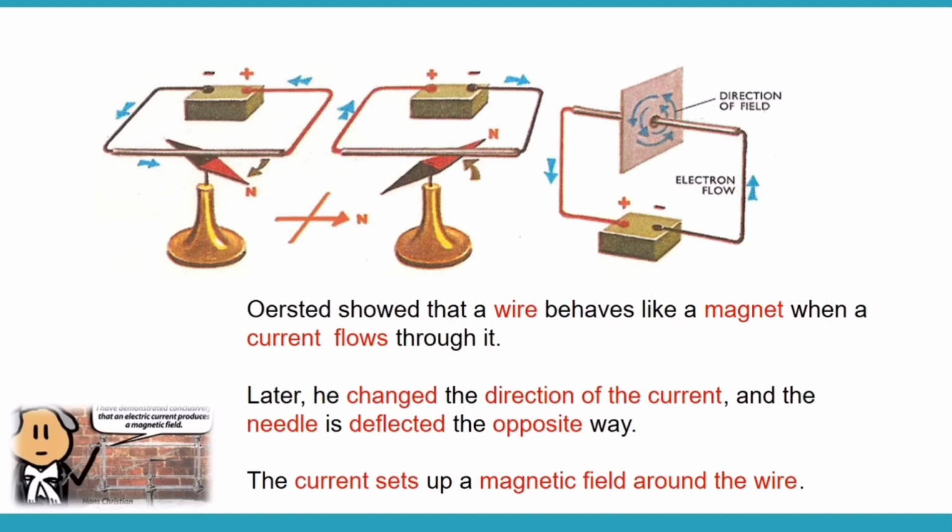The first 3 pictures shown here are a circuit consisting of a battery, a thick straight conductor, that is a copper wire, and a magnetic needle. When a current is passed through the conductor, the magnetic needle gets deflected. Note a point over here, children. The needle and the wire are just placed nearby, but they are not connected to each other. Then he changed the direction of the current and the needle is deflected in the opposite way. That is, the current sets up a magnetic field around the wire.